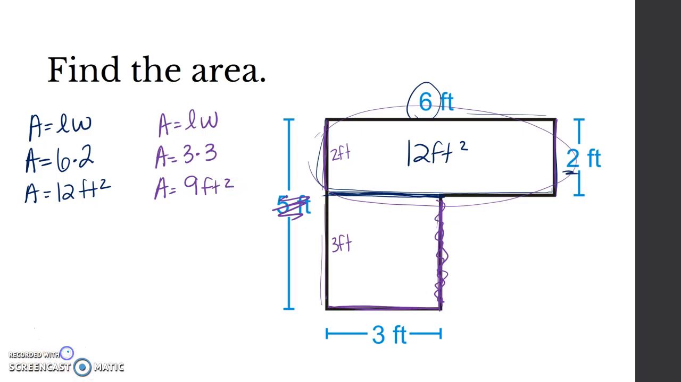And again, our last step is to add those two areas together, and we get 21 feet squared as our total area of this composite shape.